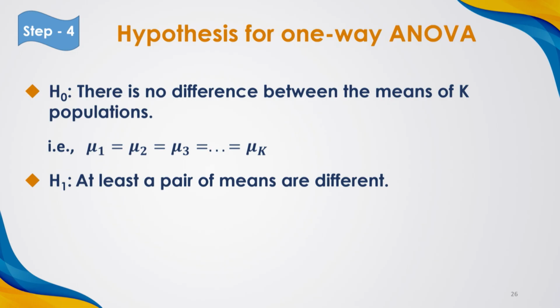So, we are saying that the K population means are not equal. It means there could be a pair of means that are different, or all of the means are different; at least a pair of means different, we say there is a difference. So, this is our alternative hypothesis. Notationally, we can express our null hypothesis as mu1 equals mu2 equals mu3, and so on up to mu k, and the alternative hypothesis is expressed as mu i not equal to mu j, where i should not be equal to j.